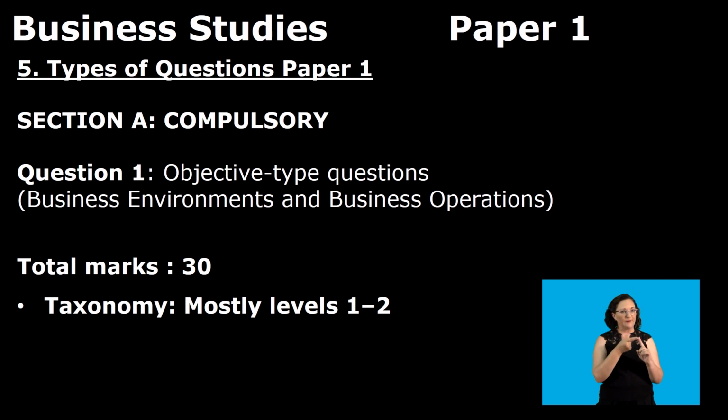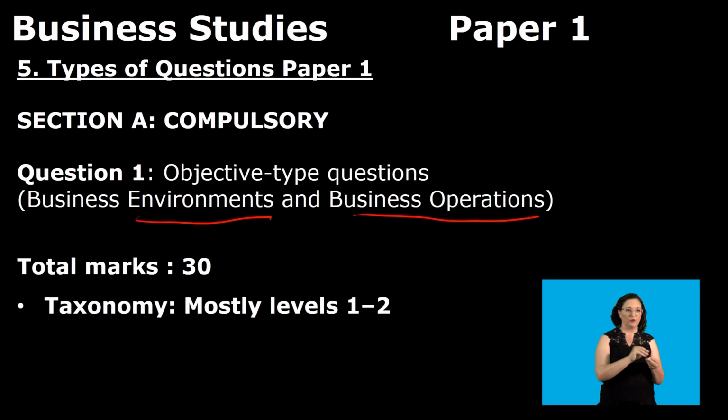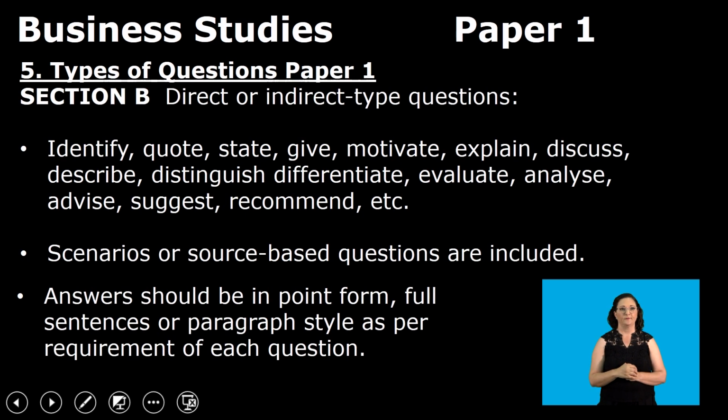Don't forget that paper one consists of what? Business environments and business operations. I'll be emphasizing that so that you understand that paper one, it's business environments and business operations. So also in your section A, you will have business environment and business operations questions. So total marks, it's 30, and mostly it consists of level 1 and 2 in your Bloom's taxonomy. So this is your recalling type of questions. You just have to recall the questions.